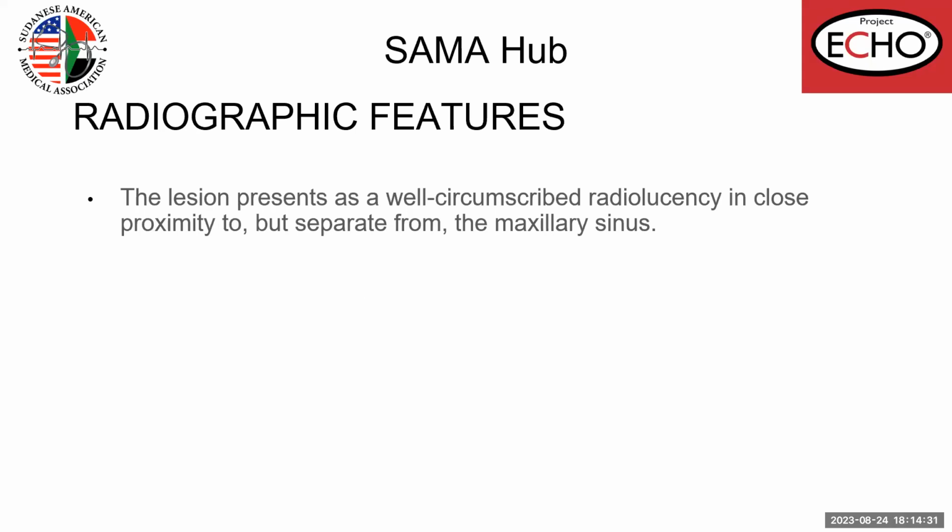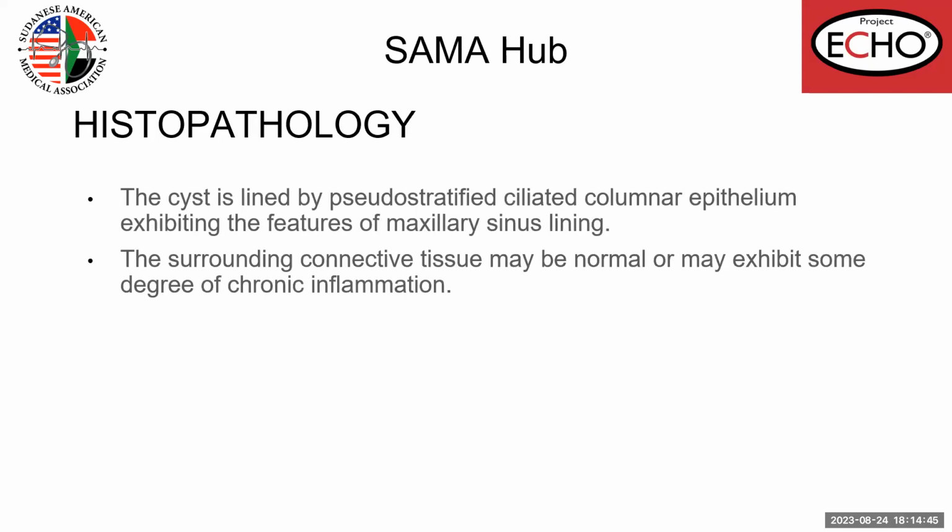Radiographically, the lesion presents as a well-circumscribed radiolucency in close proximity to, but separate from, the maxillary sinus. The cyst is lined by pseudostratified ciliated columnar epithelium exhibiting the features of maxillary sinus lining. The surrounding connective tissue may be normal or may exhibit some degree of chronic inflammation.